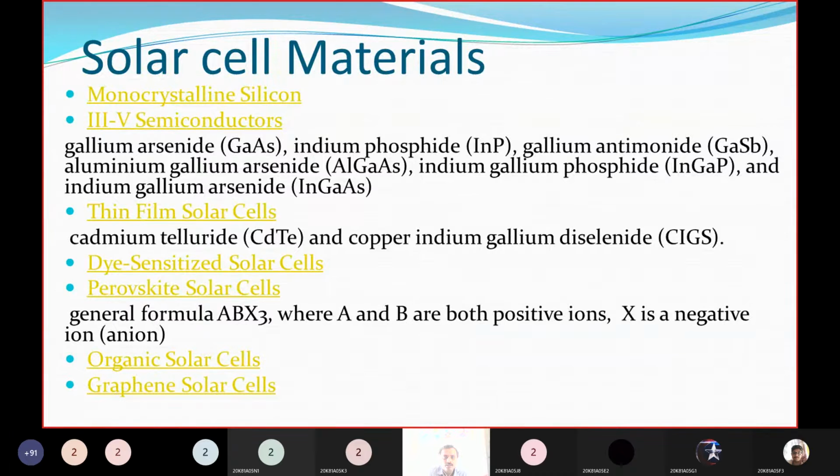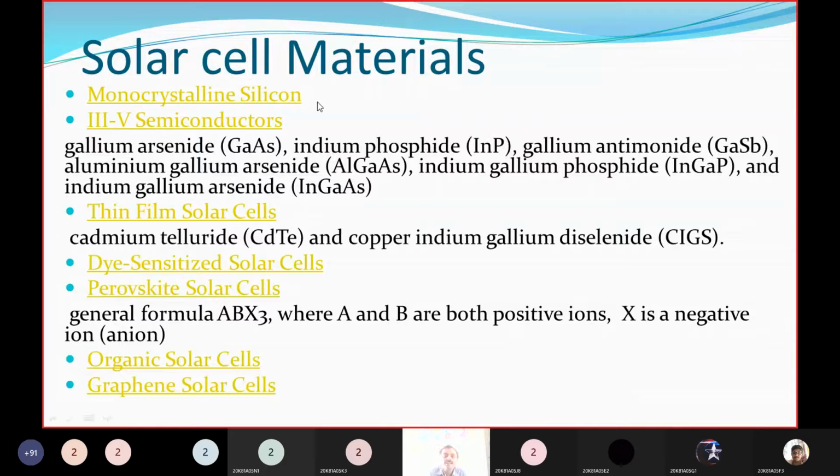Coming to the solar cell materials. Previously we discussed that by using the N region and P region, we can prepare the N type semiconducting material and P type semiconducting material, and we can prepare the solar cell. Which type of material do we have to use for preparing the solar cell?